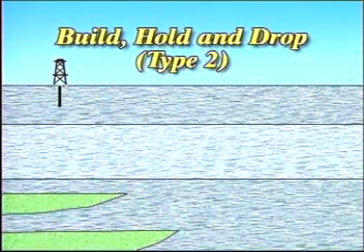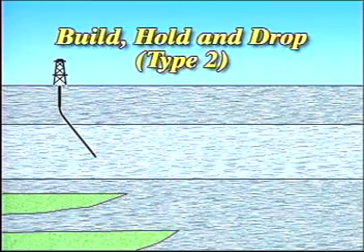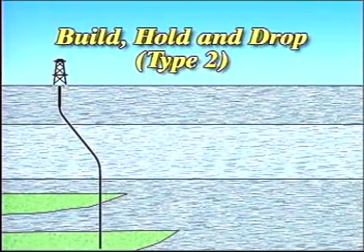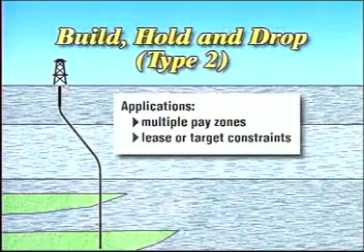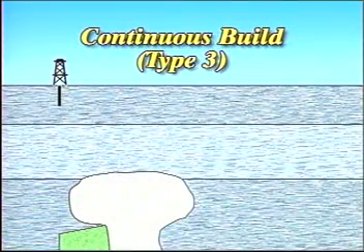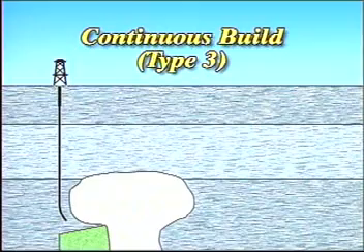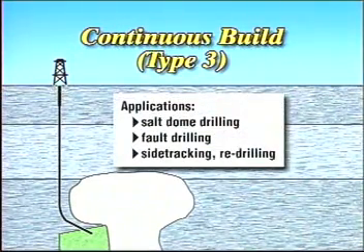The build, hold, and drop pattern likewise employs a relatively shallow deflection and holds angle until it reaches most of the desired lateral displacement. But then the angle is reduced or brought back to vertical to reach the target. This pattern is primarily for wells in multiple pay zones or where there are lease or target constraints. The continuous build pattern has a relatively deep initial deflection, at which point hole angle is maintained to the target. This pattern is appropriate for salt dome drilling, fault drilling, sidetracks, or redrills.